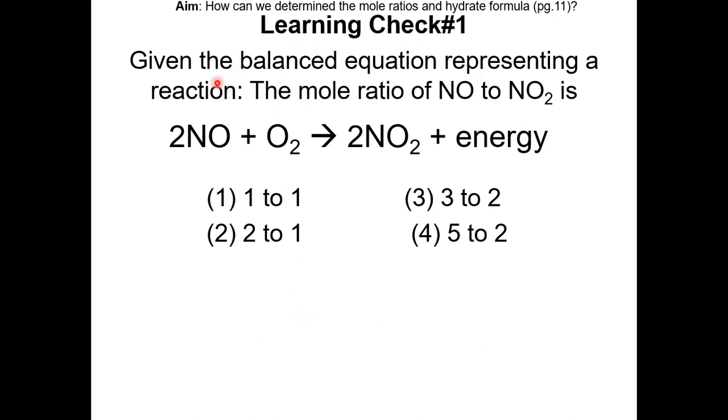Learning check number 1. Given the balanced equation representing a reaction, the mole ratio between NO and NO2 is what? Pause the video and resume once you complete it. So the ratio between NO and NO2 is 2 to 2 or 1 to 1 ratio. Choice 1.